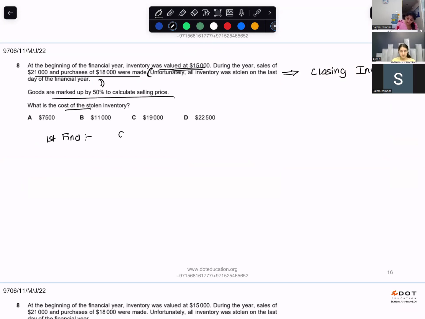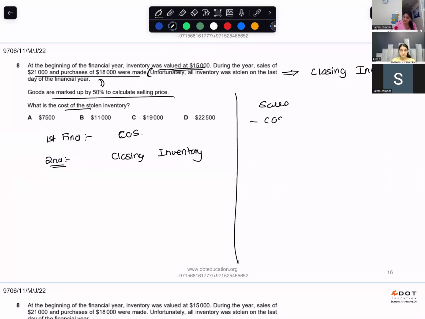First, you will always find the cost of sales in this. Second, what will you find? The closing inventory. How will you find the cost of sales? You'll write the opening inventory plus the purchases. The sales minus cost of sales will give you gross profit. Sales is 21,000. In cost of sales, there's opening of 15,000 and purchases of 18,000. Then I have to first find the total cost of sales. Make things simpler for yourself.